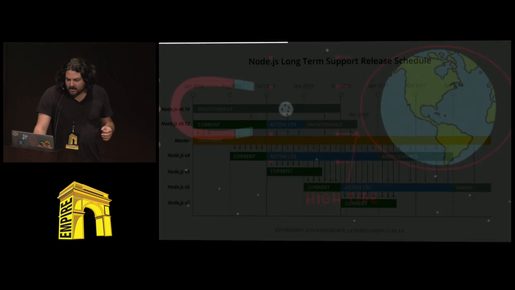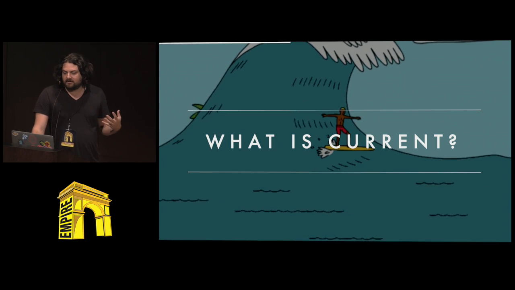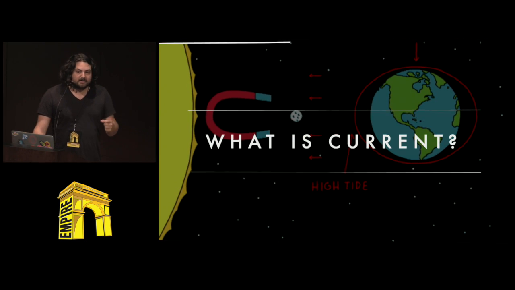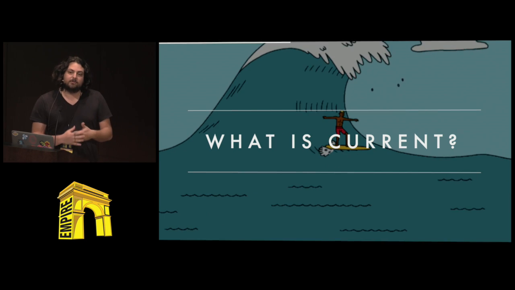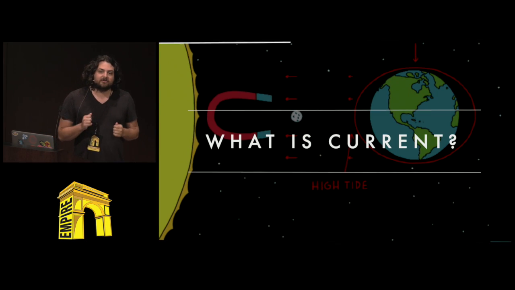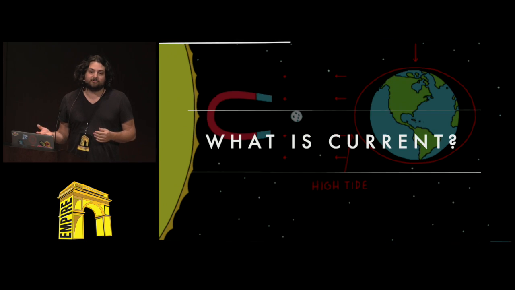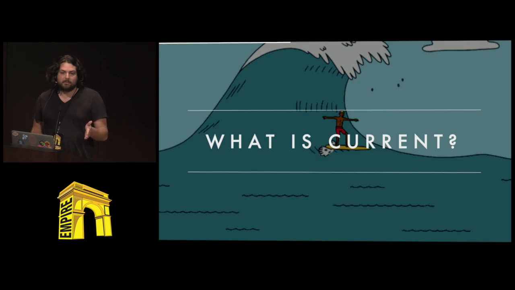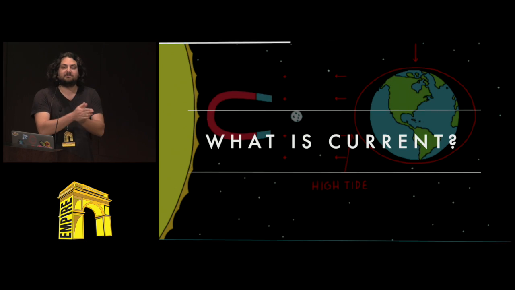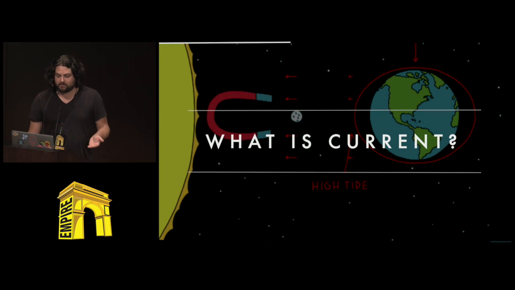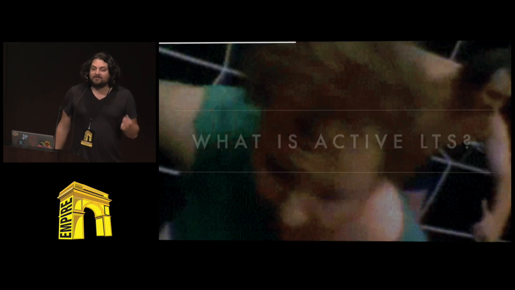But we use a couple of terms, and what is current? Current is the most active release line. Right now it's V6. Every 6 months, that active release line will go up by 1 digit as a major release. So in October, V6 will be bumped to V7, and then that will be the latest version of current. What is active LTS?